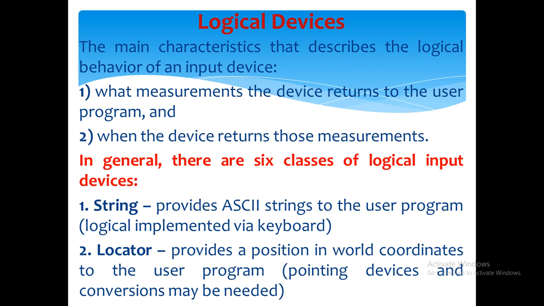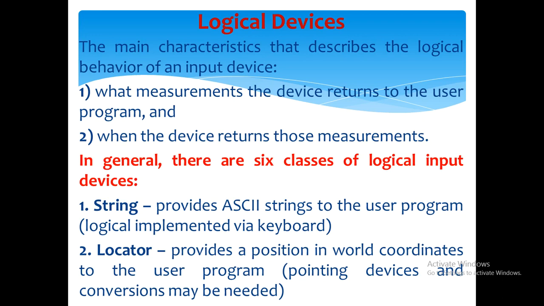Then the next logical input device, locator. What do we mean by locator? It provides a position in world coordinates to the user program. Means if you are using any device as a locator device in your program, then the input from that locator device is always a world coordinate.